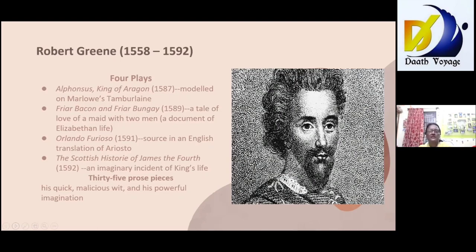The fourth one is The Scottish History of James the Fourth. This was published in 1592. It talks about some imaginary incident in the king's life. So you could see they have borrowed the themes from life as such, from the court, from the social life. Robert Greene had written four plays and 35 prose pieces.